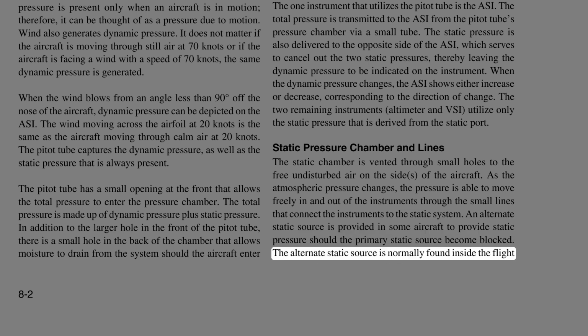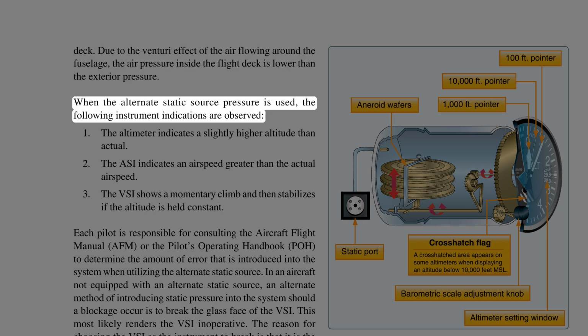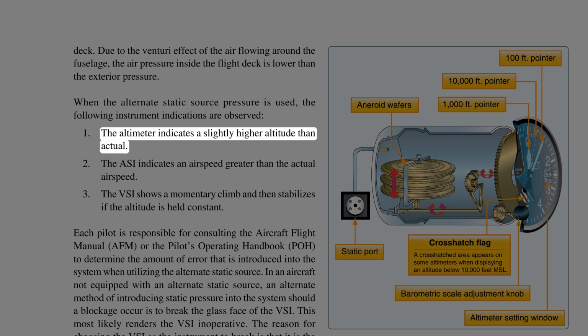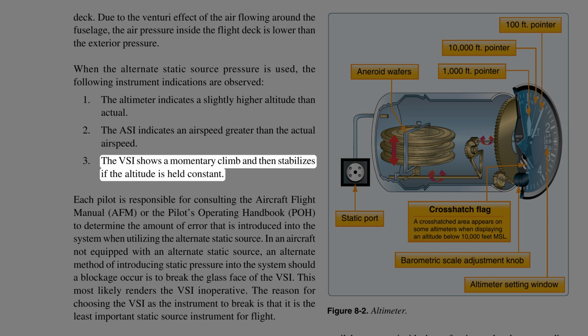The alternate static source is normally found inside the flight deck. Due to the Venturi effect of the air flowing around the fuselage, the air pressure inside the flight deck is lower than the exterior pressure. When the alternate static source pressure is used, the following instrument indications are observed. The altimeter indicates a slightly higher altitude than actual. The ASI indicates an airspeed greater than the actual airspeed. The VSI shows a momentary climb and then stabilizes if the altitude is held constant.